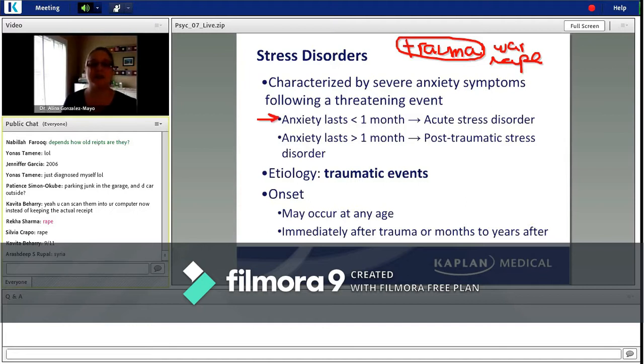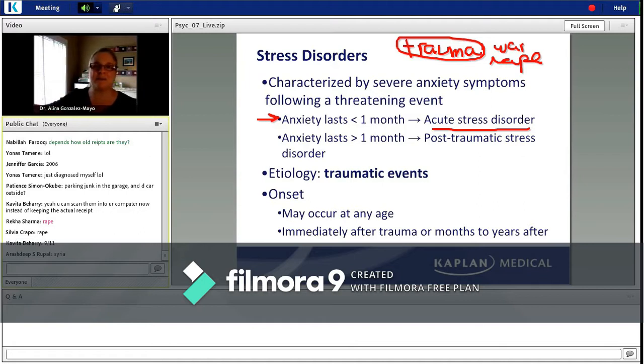If the symptoms are less than a month, you call it acute stress disorder. If the symptoms are more than a month, then you're going to call it post-traumatic stress disorder. Typically, acute stress occurs right away, within 1 month, and then it doesn't go on for more than a month.